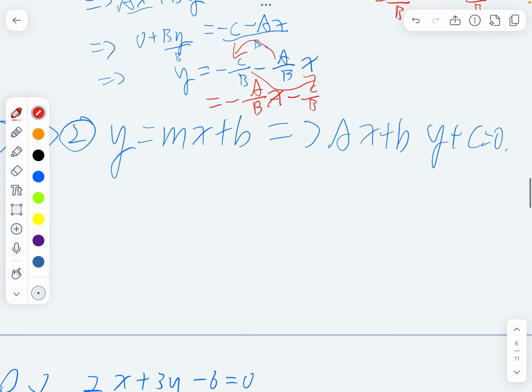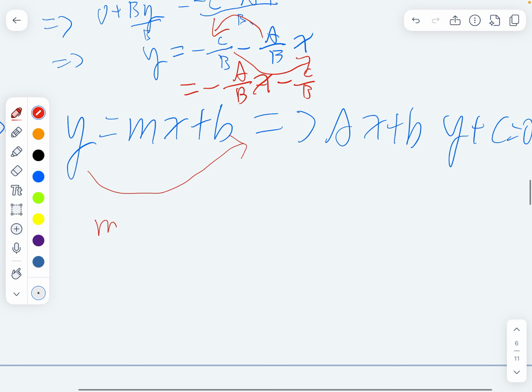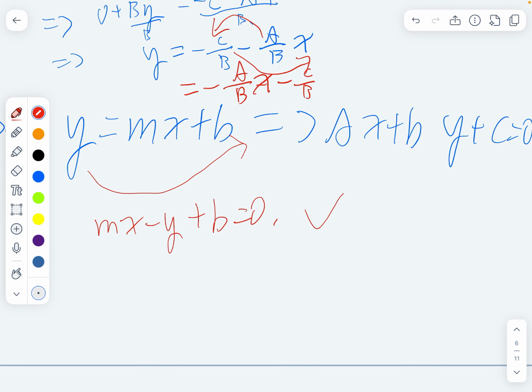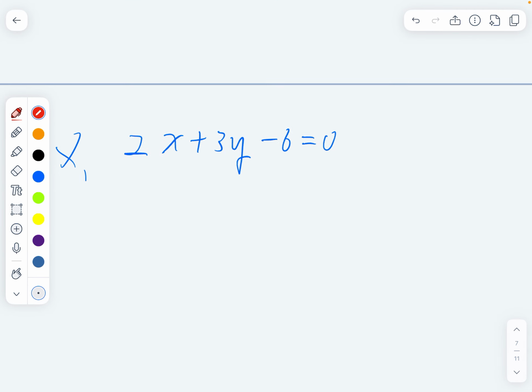The second one is easy. Just move the y to this side. We're gonna get mx minus y plus b equals 0. That's done. So let's give an example.